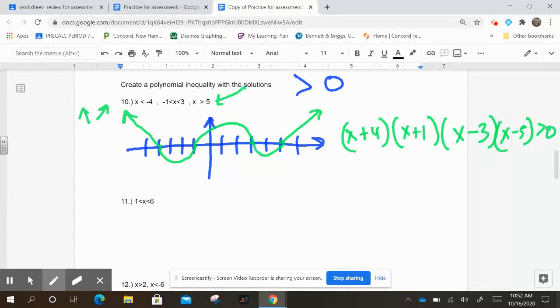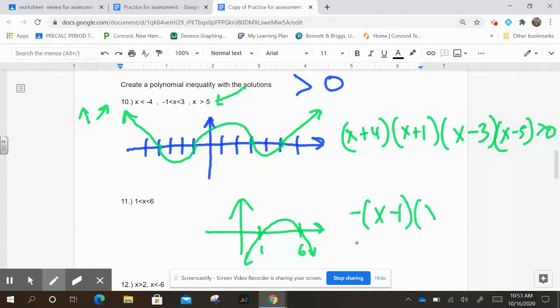Okay, number 11. Same thing, going to be in between 1 and 6. Okay, so that's going to be above. And I can just kind of continue this as like a parabola. Now, this parabola is upside down, so you have to have a negative sign out front. And that's going to be bigger than 0.